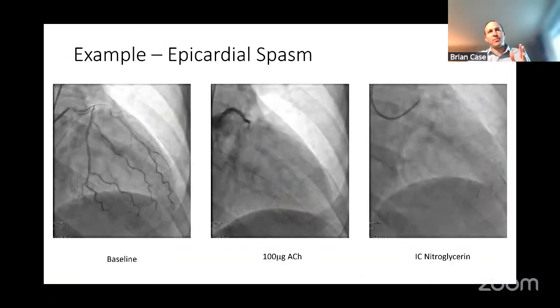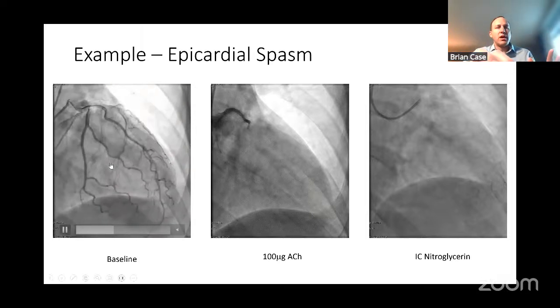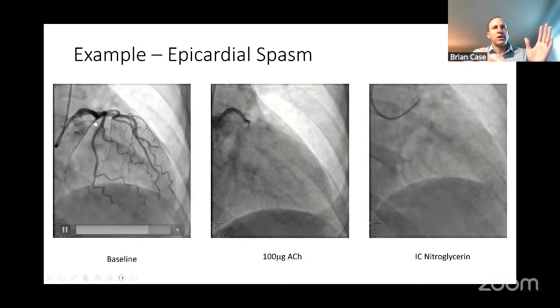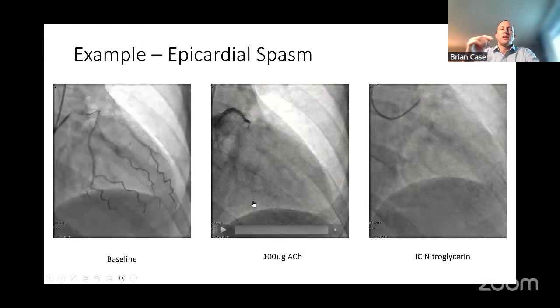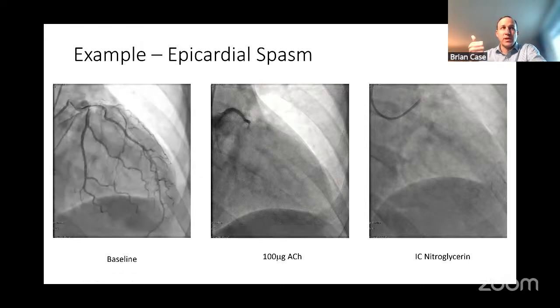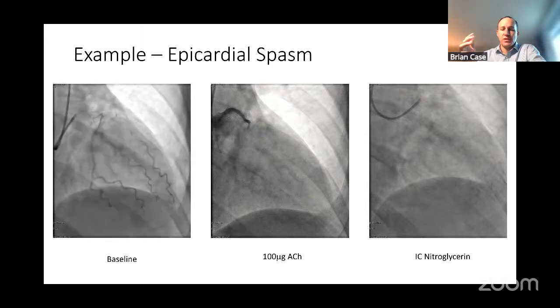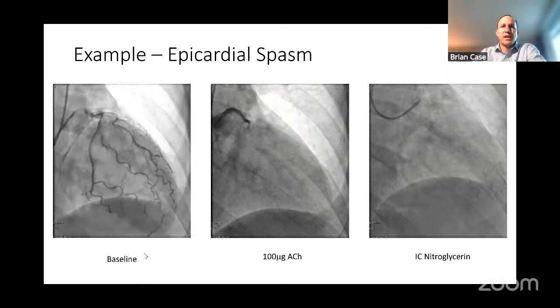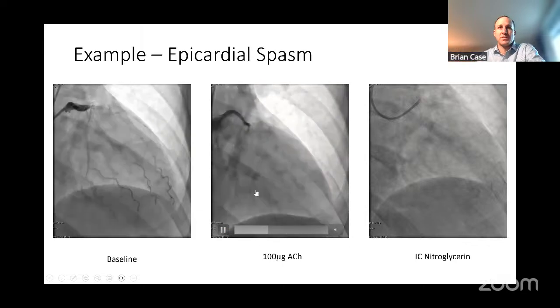So this is an example of epicardial spasm. This is a little bit of an extreme example, but I like to show it because you can see just how quickly things reverse. So this is our baseline picture. Again, we like to go areocranial, which opens up the circ and shows the LAD nicely here. So this is interesting. At 2 mics and 20 mics, the patient had really 0 symptoms. She had no chest pain, no EKG changes. And then at 100 mics, you can see here that her left coronary system is essentially shut down.